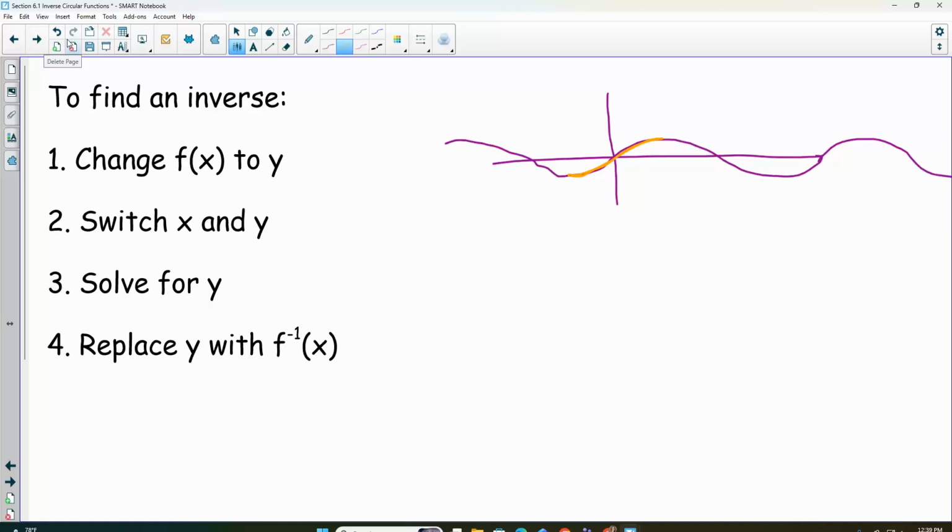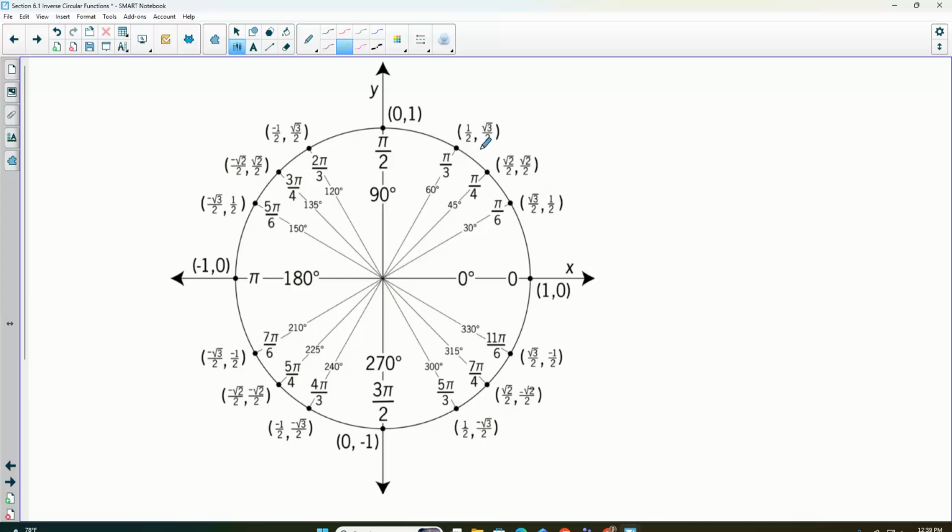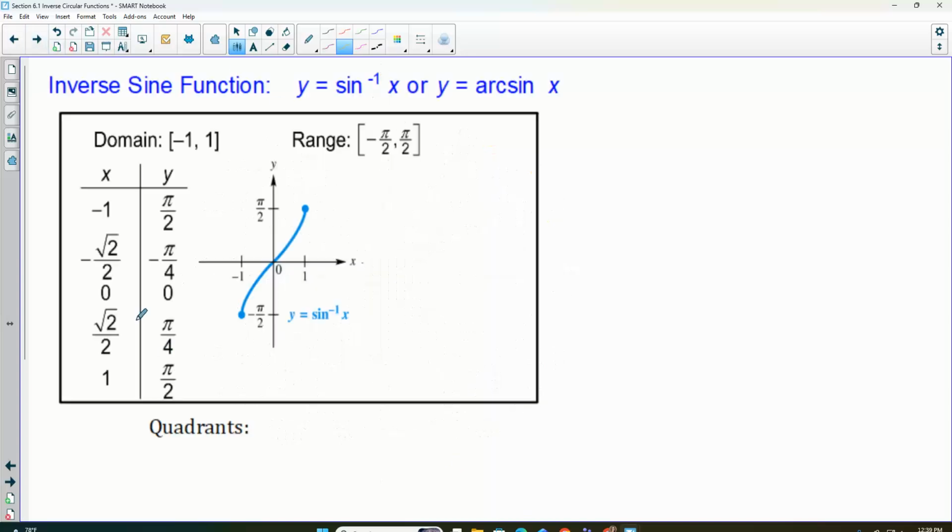If I'm talking about sine, it's positive in quadrant 1. Is it negative in 2 or 4? 4. So if I'm going to talk about sine inverse, I have to limit it to quadrants 1 and 4. Remember sine is the y value. So if I just pick those quadrants, they're consecutive, and that would give me the inverse.